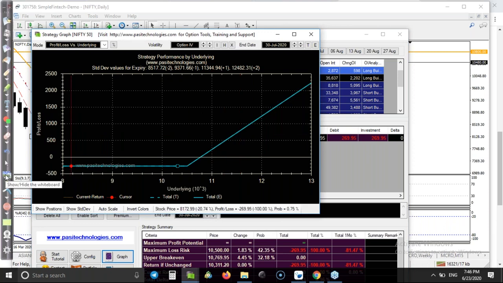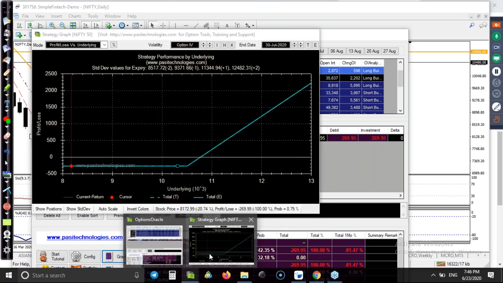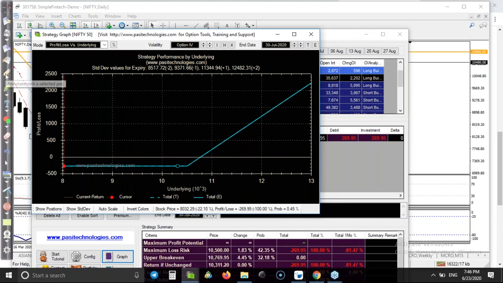When I bought this call option, say at the money at the current price, we are expecting that within a month the price will go up to 10,800, 3 points above. So when we place it, how does it look? All right, now I can see this is the zero.